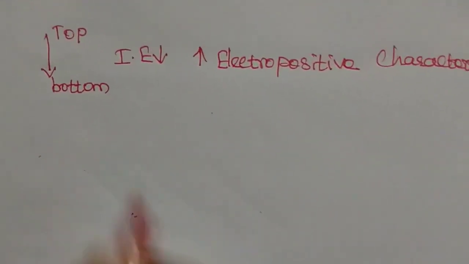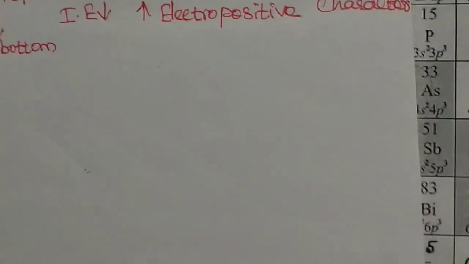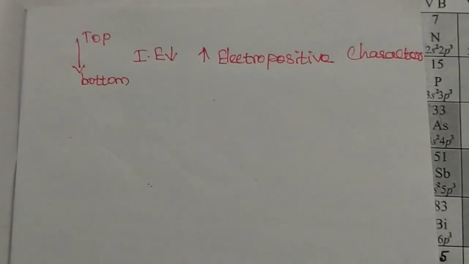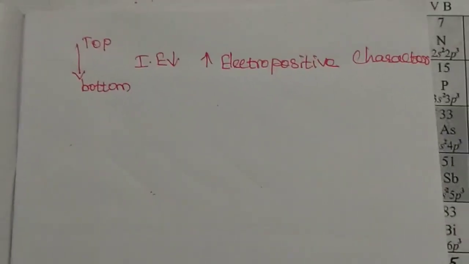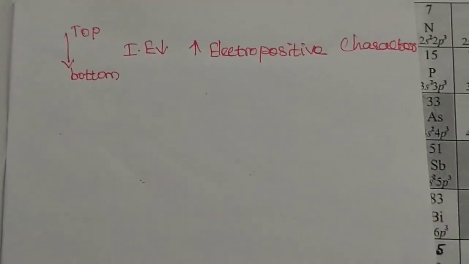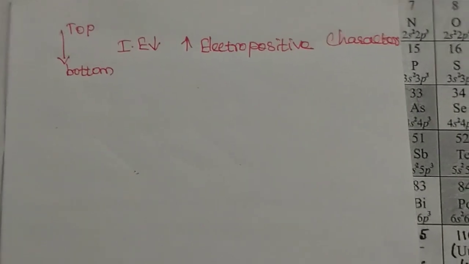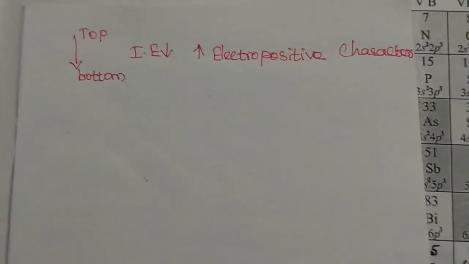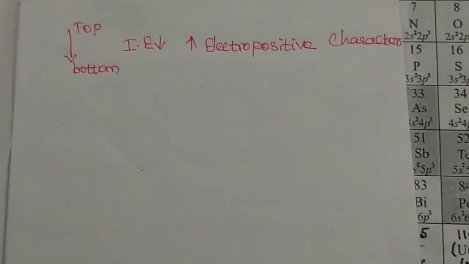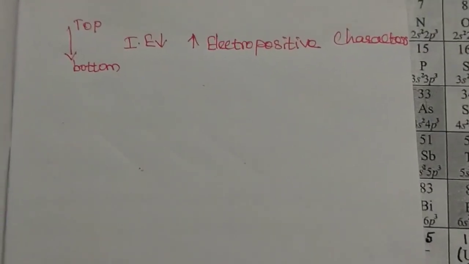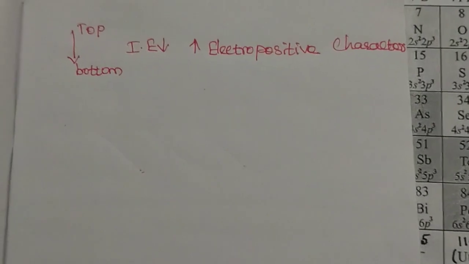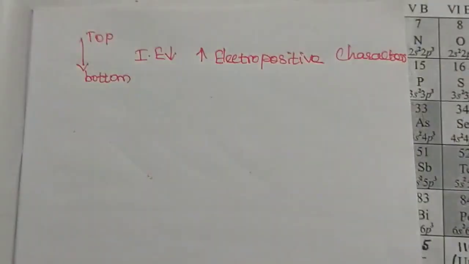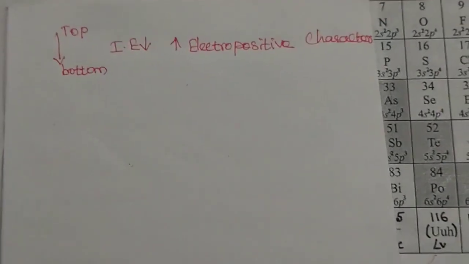The electropositive character of the element is increasing. Because of this increasing electropositive character, with decreasing ionization energy, the hydroxides of the elements at the bottom are more basic. From top to bottom, the basicity of the compounds is increasing.